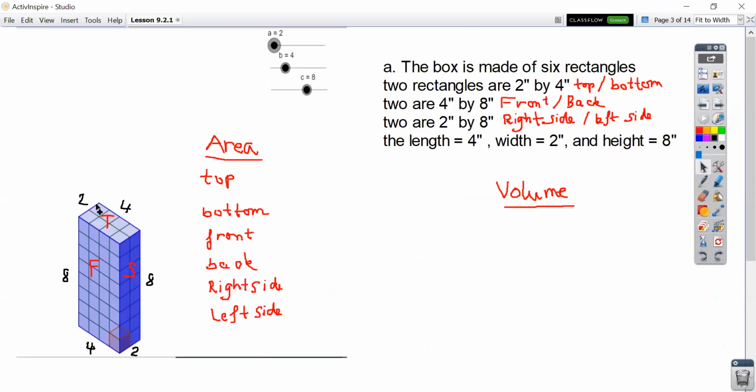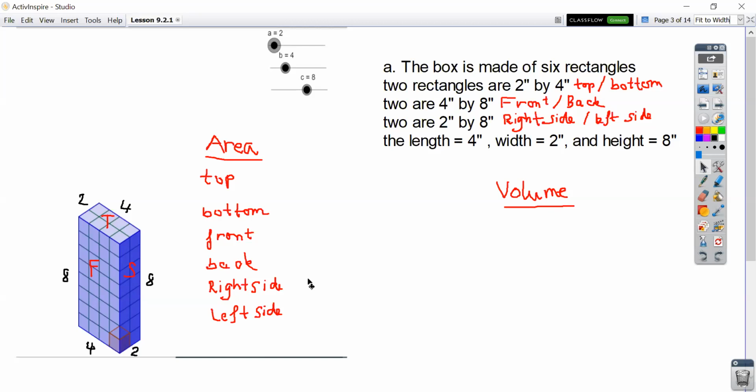Answer: the box is made of 6 rectangles. The first one, on the top, is 2 by 4. The second one, on the bottom, is also 2 by 4. The one on the front side is 4 by 8. The back side is also 4 by 8. The right side is 2 by 8, and the left side is also 2 by 8. So when you look at the box, it has length equal 4, width equal 2, and height equal 8. That's your answer for A.